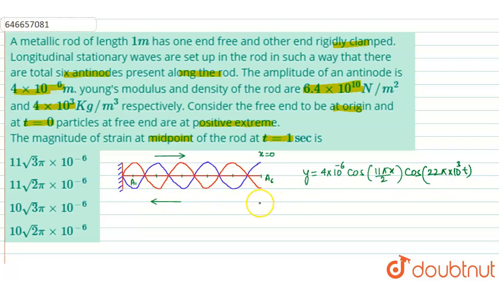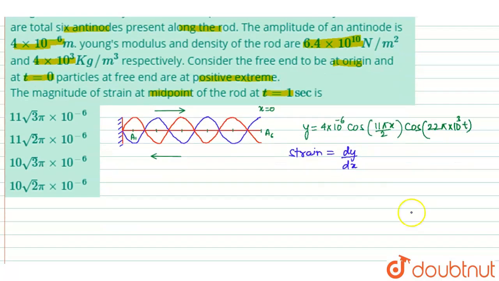Now if you want to find the equation of strain produced in this rod, what you have to do, to find strain at any point, is note that the particles at all the points on this rod will be oscillating, and to find the strain you have to find dy divided by dx. So you have to differentiate this equation, then you will get the equation of strain along this length of the wire.